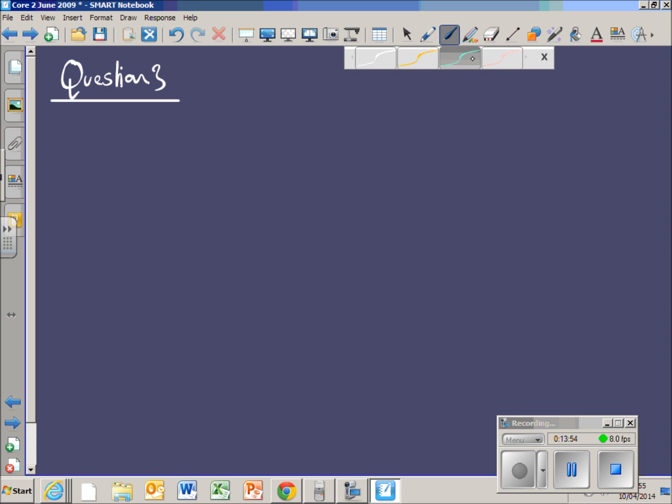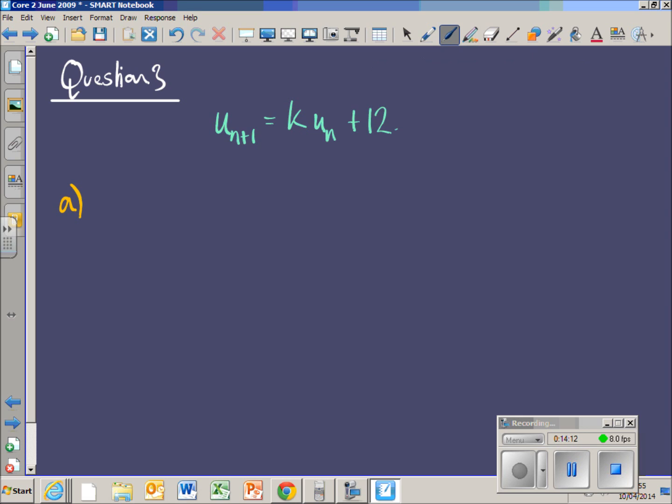We've got a sequence defined by u sub n plus 1 is equal to k times u sub n plus 12, and k is a constant. The first question is: show that k equals 0.75 when we've got u1 equals 16 and u2 equals 24. Who can talk me through how to do that?